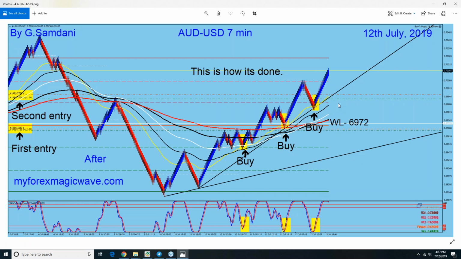SL is the key to manage. As soon as I made the entry, my SL I place right behind the low. That's it, simple. And that usually is 10 to 12 pip. If it takes out my SL, that's fine. What do I lose? A few pips, right? The loss is nothing compared to what you're gonna make.